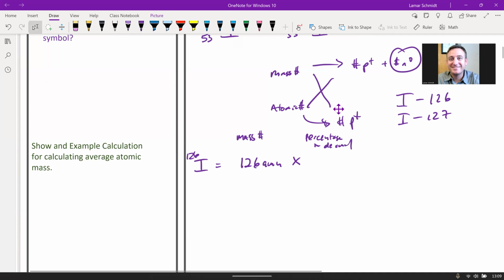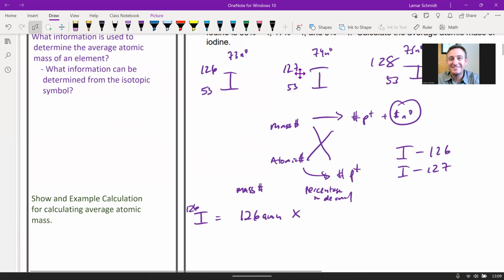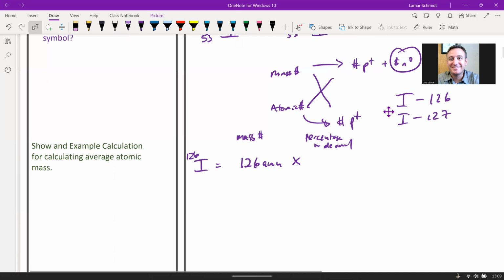So if I want to take 17%, how do I express that as a decimal? I take 17 and I do what? Divide by 100. And I would get what? 0.17. All right? And so I'm going to get some value here. I don't know what that value is. 126 times 0.17, and we get 21.42. Anyone disagree? AMU, atomic mass units.